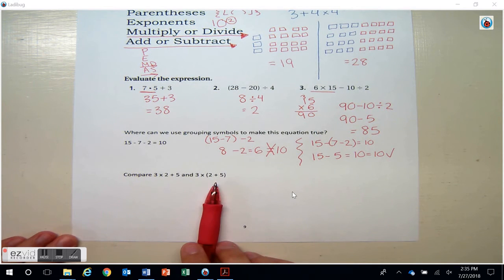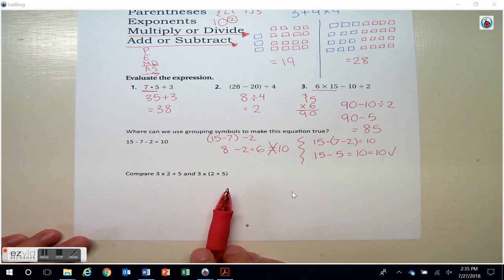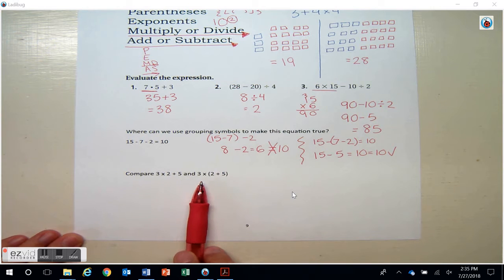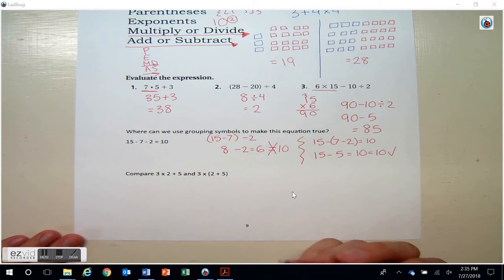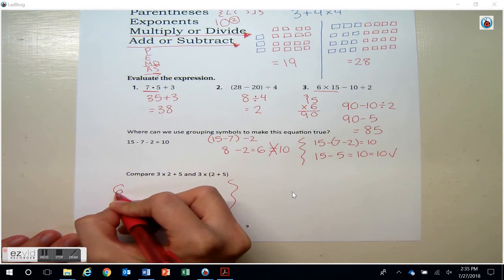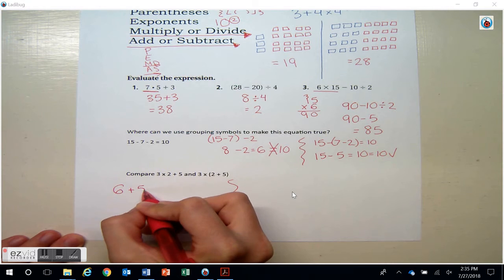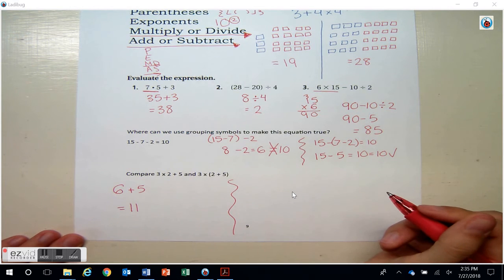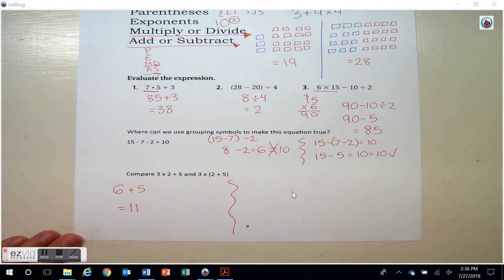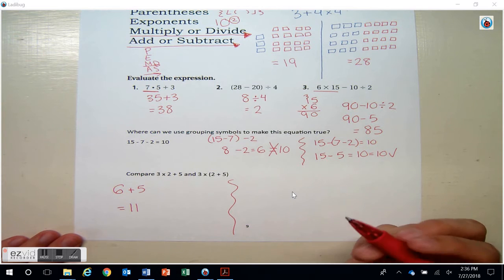If I'm going to compare these two, well, first, let's make some visual observations. I see that one doesn't have parentheses and one does. We're still going to follow our order of operations. Let's go ahead and do 3 times 2, which is 6, and 6 plus 5, which is 11. I looked for parentheses, didn't have them. I looked for exponents, didn't have them. I found that multiplication, did that first. Then I finished with the addition.